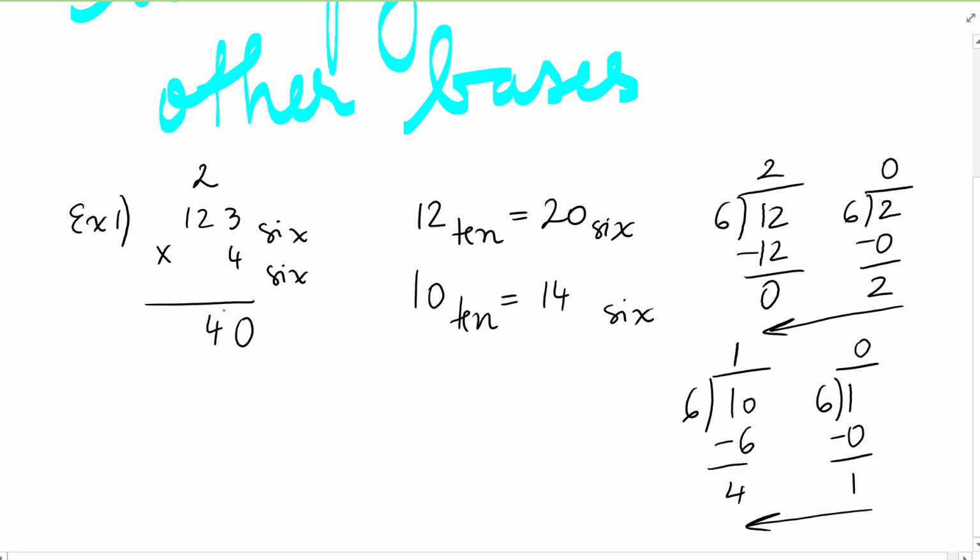So we put 4 here and we move over 1. 4 times 1 is 4, plus 1 is 5. So the answer is 540 in base 6.